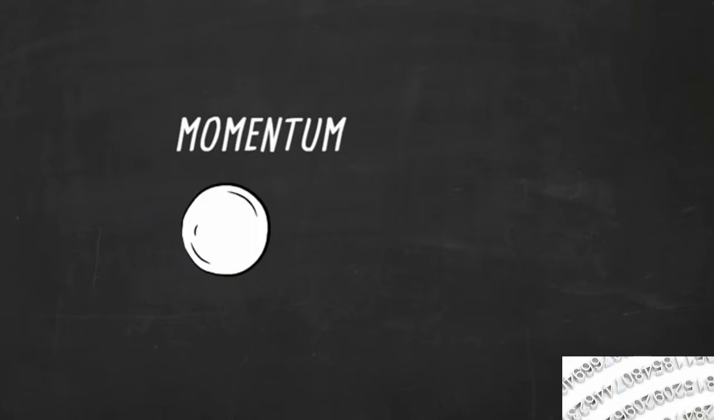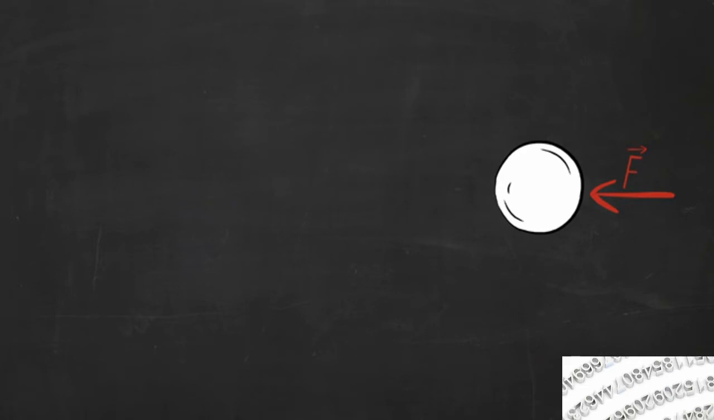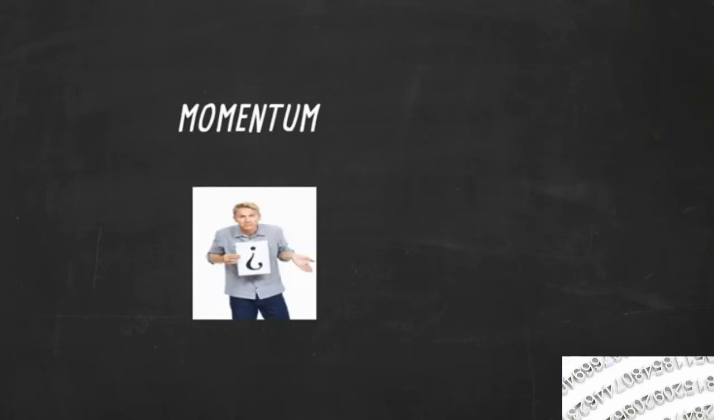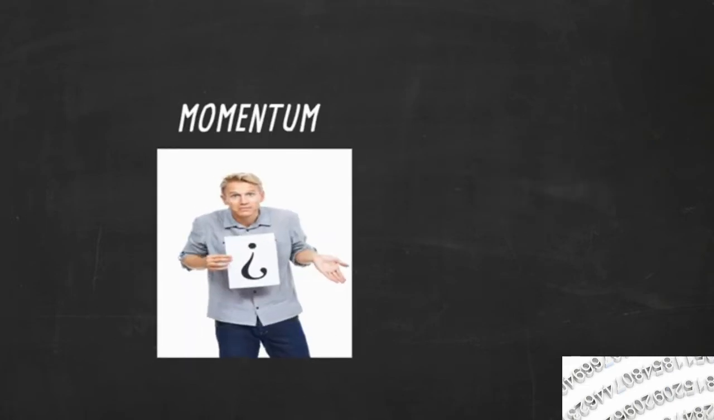Say we have a stationary ball. Newton tells us this ball will remain at rest until we apply a force which will increase its momentum. Once the ball is in motion, it takes an equal force to decrease its momentum and cause it to be at rest once more. But how do we define momentum?